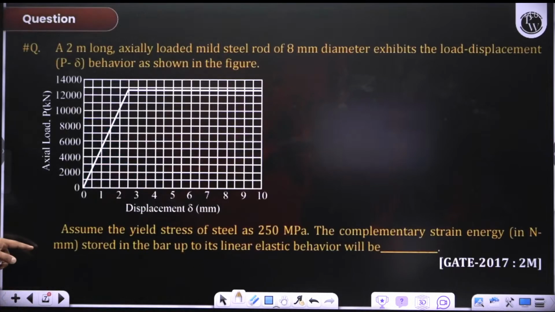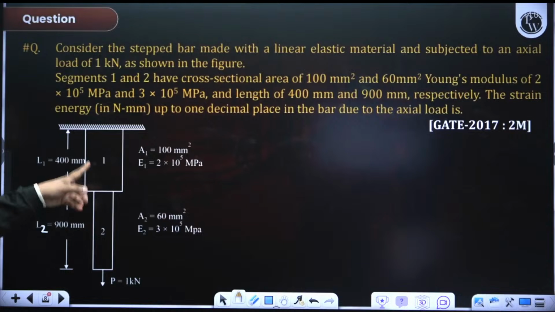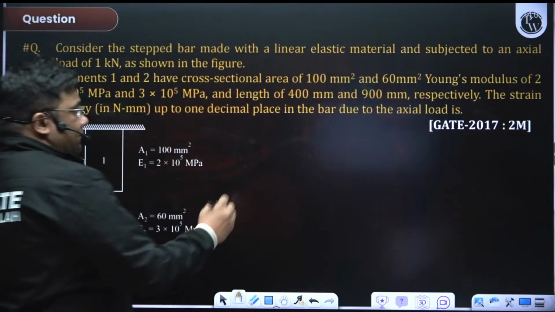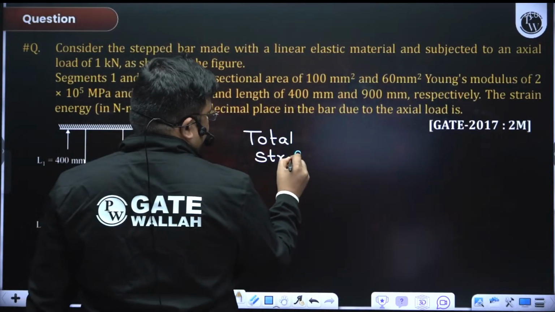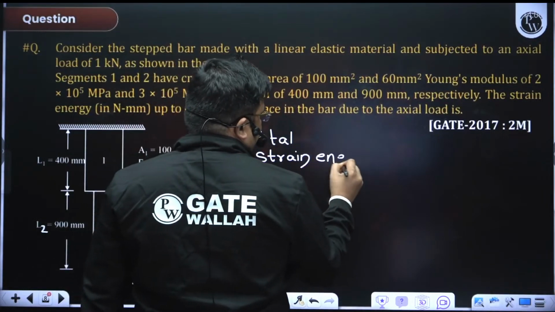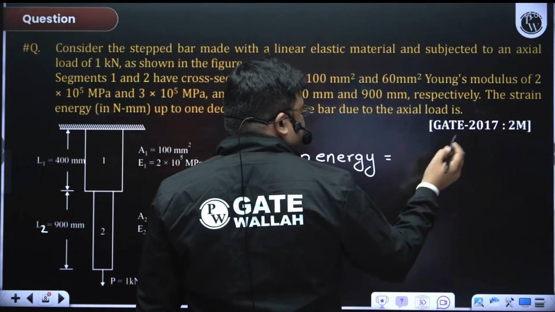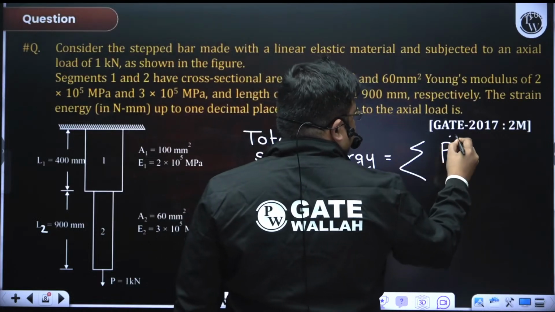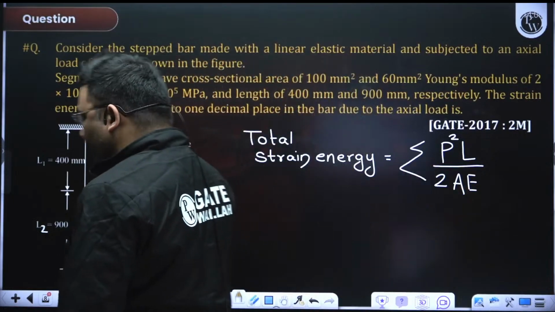Now we'll solve questions related to this strain energy. This is a question where we have two bars and an axial load is applied here. So this load is common to both the bars. If I want to find the total strain energy, I'll find the strain energy for the first bar, and then for the second bar. So indirectly it is the summation of P square L by 2AE. So use this formula and find the total strain energy.